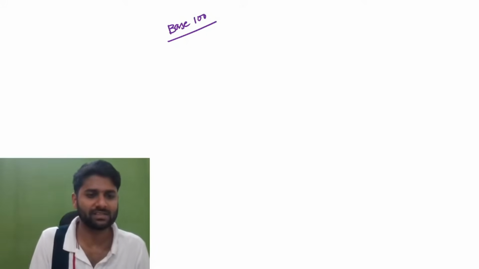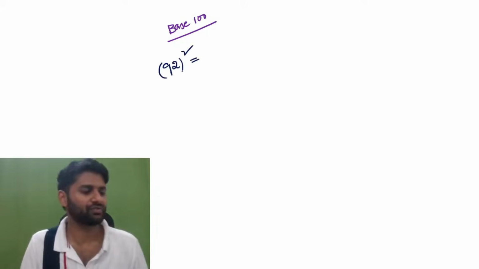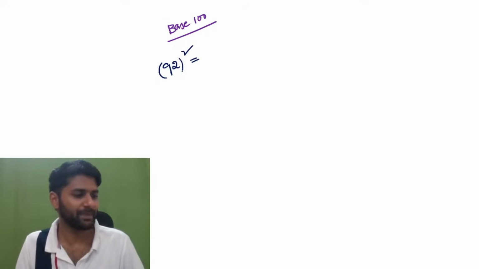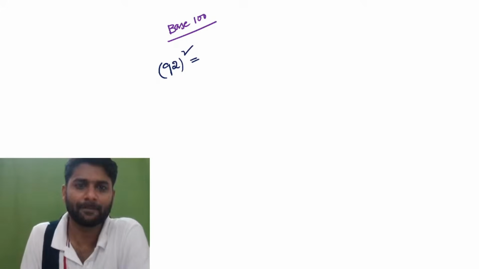I will correlate all this information, but you must be good at those 25 only if you want to learn this method. Now for example, sir, how are we going to find the 92 square value? So what is this base 100 concept? Observe carefully.